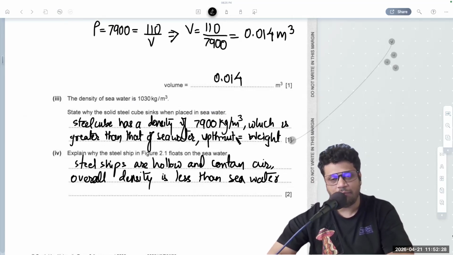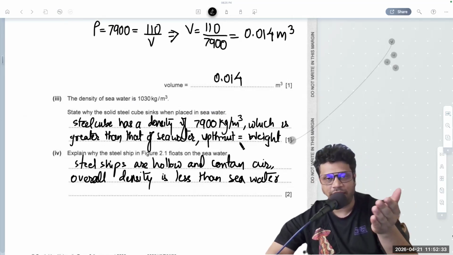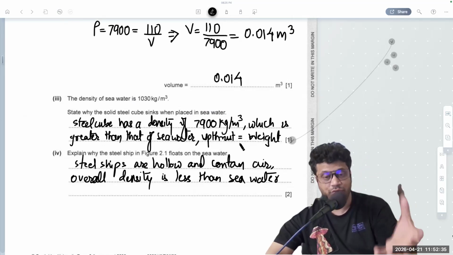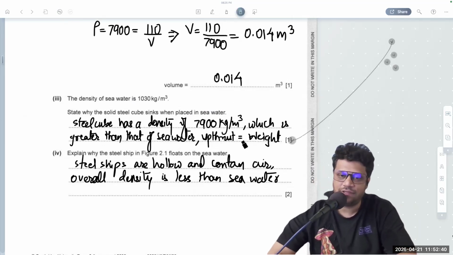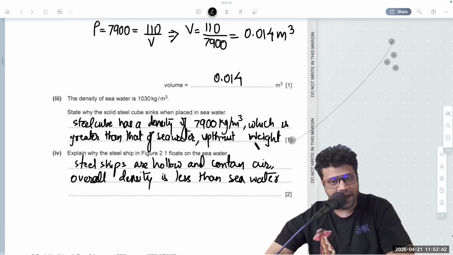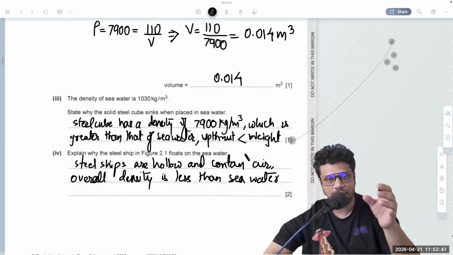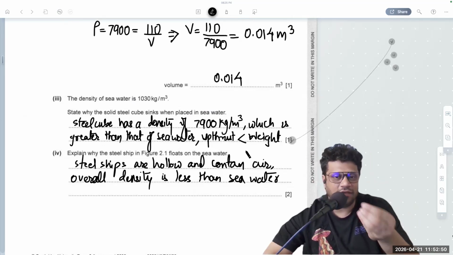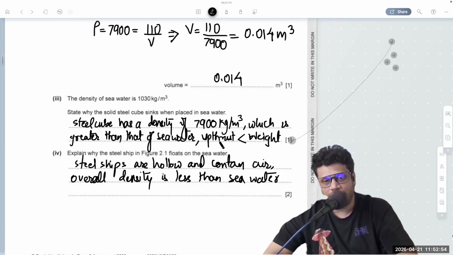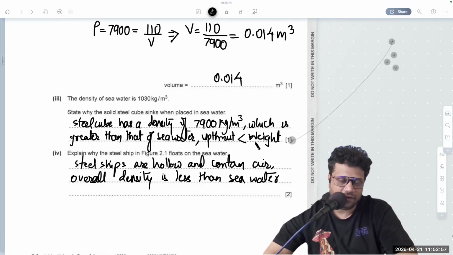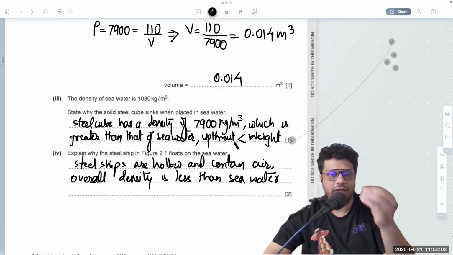I wanted to pair it up with another fact that could have supported my answer, for it to be a full proof answer, and that's why I said upthrust is equal to weight, which is actually not correct. The weight of the object should be larger than the upthrust. Only then can you have a thing sink. So that was a mistake. Upthrust should be smaller than the weight, or weight should be greater than the upthrust. Only then will the thing sink.